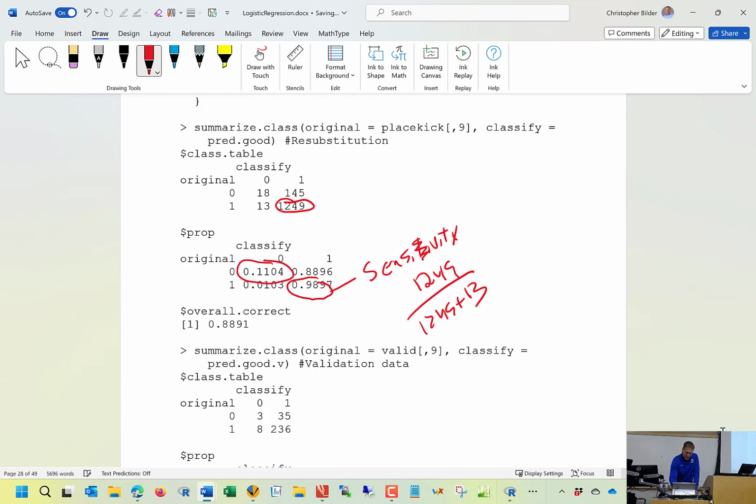My specificity, look how low that is. 0.11. What's my false positive rate? You have one of two different values to choose from now. What's my false positive rate? Yeah, 0.8896.